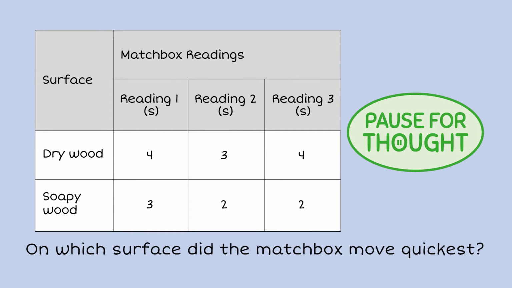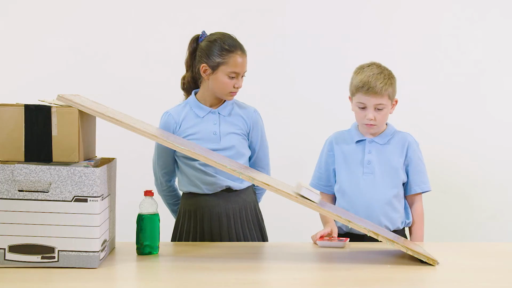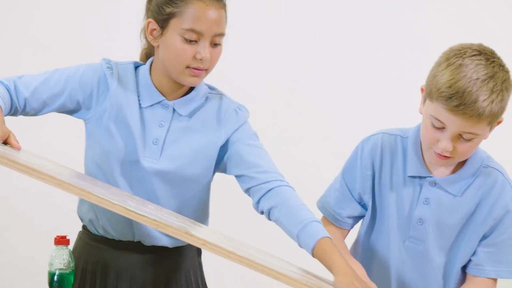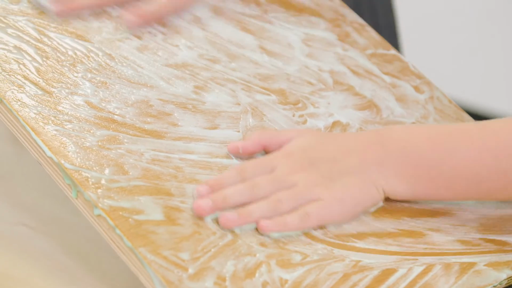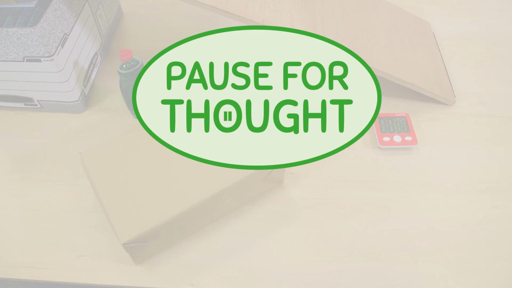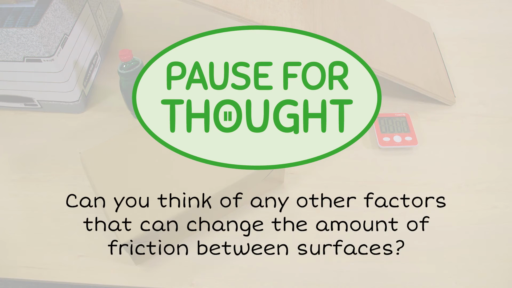On which surface did the matchbox move quickest? So we have found that the matchbox moved faster on the soapy surface. This is because the surface was smooth and created less friction with the matchbox. Can you think of any other factors that can change the amount of friction between surfaces?